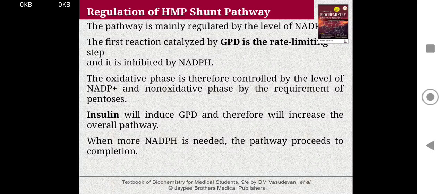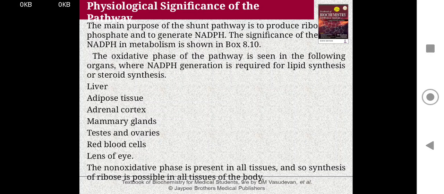Insulin will induce glucose 6-phosphate dehydrogenase and therefore will increase the overall pathway. When more NADPH is needed, the pathway proceeds to completion. Now, physiological significance of this pathway. The main purpose of the shunt pathway is to produce ribose 5-phosphate and to generate NADPH.